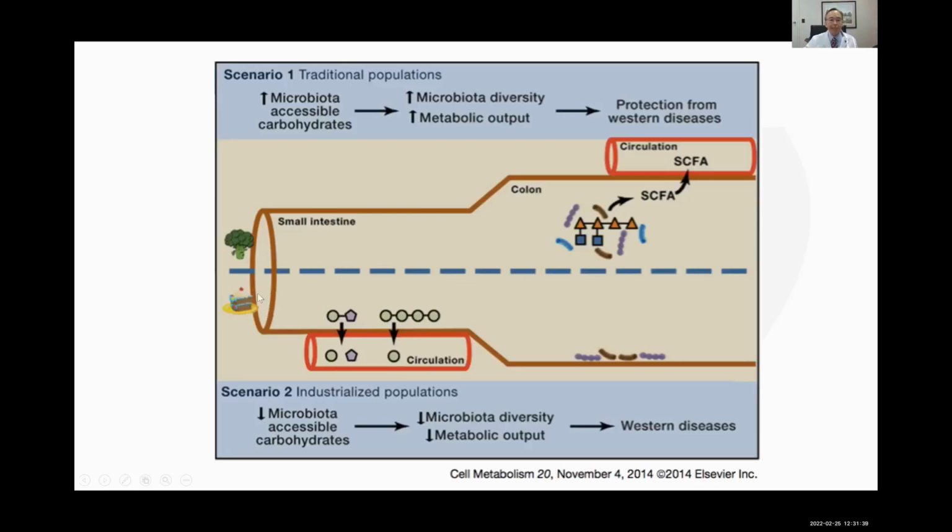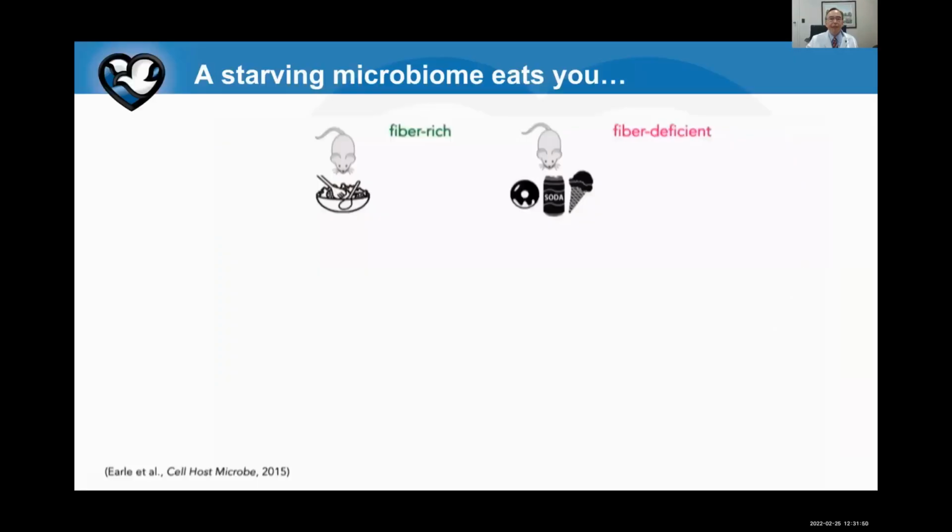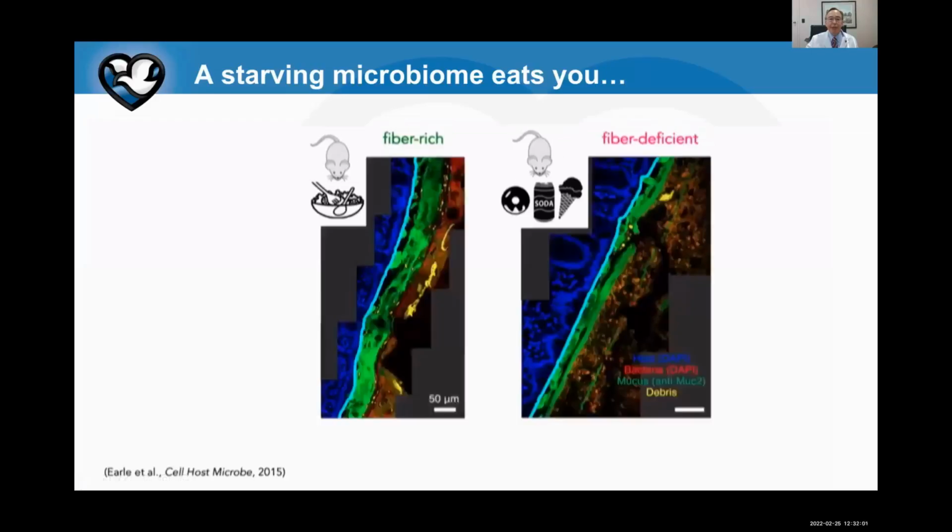And what happens? These simple sugars, refined carbohydrates, are readily absorbed, get into our circulation, and look what we're doing. Our microbiome in the colon is being starved. And it turns out a starving microbiome will eat you, as shown initially in this mouse model. Fiber-rich diet, fiber-deficient diet: sticky buns, donuts, soda, ice cream.